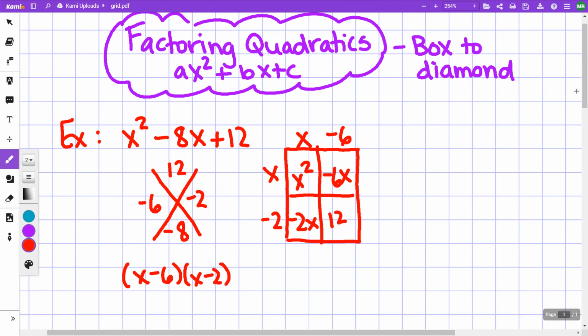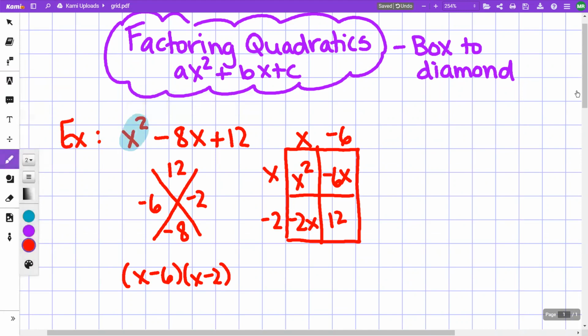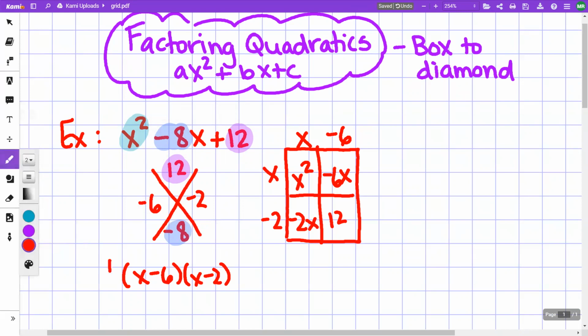So when we're doing one with just an x squared, no number in front, we take our constant. We want to figure out what multiplies to it. And then we take our x term, which is a negative 8. We want to figure out what adds to it. And then our factors would have been x minus 6, x minus 2.